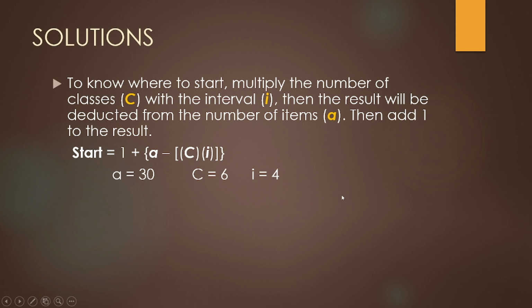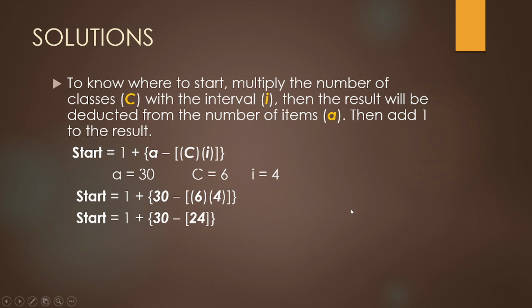Now remember that A, or the number of items, is equal to 30, C is equal to 6, and I is equal to 4. So by substitution, we have start is equal to 1 plus the quantity 30 minus the product of 6 and 4. Now 6 times 4 is 24, then subtract it from 30, we have 6, plus 1 is 7. Therefore, the start is equal to 7.